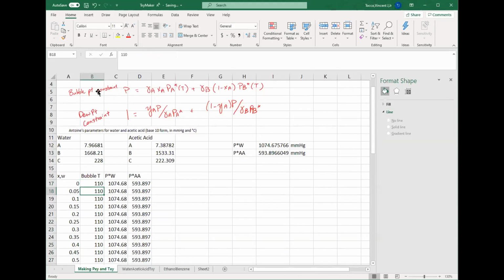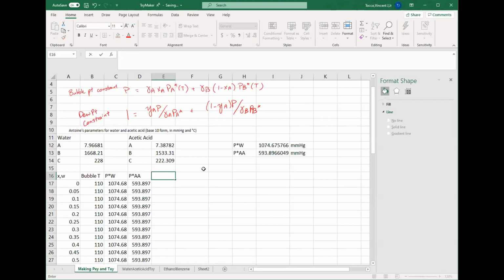All right, so now I want to make this bubble point constraint true by solving for T. And I noted that I can't solve for T algebraically because it's a nonlinear equation. I've got 10 to the power of the Antoine's coefficients. So the procedure here is to guess a value of T and then check that this equation is true. The way to do this is with the goal seek or solver function in Excel.